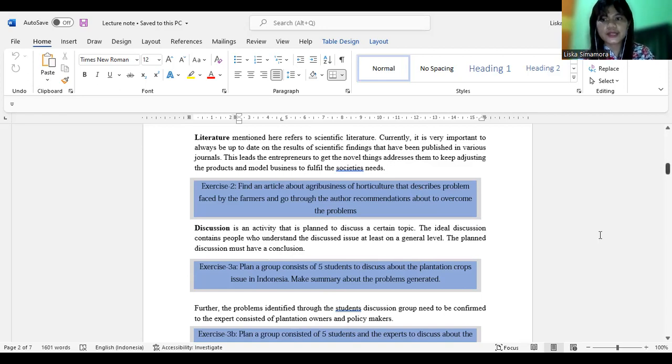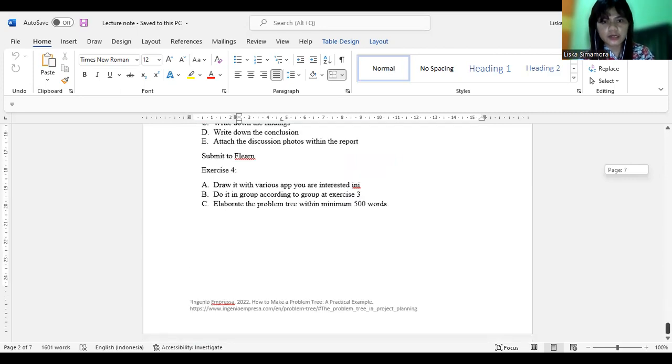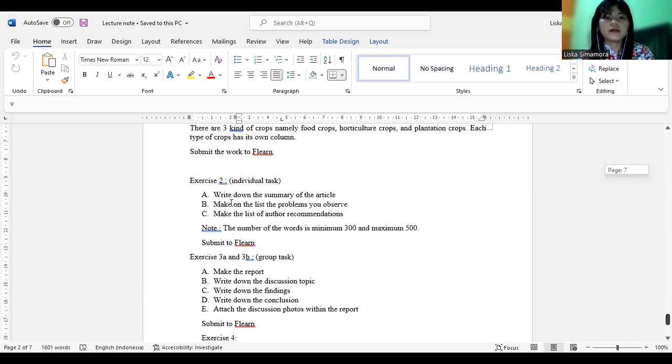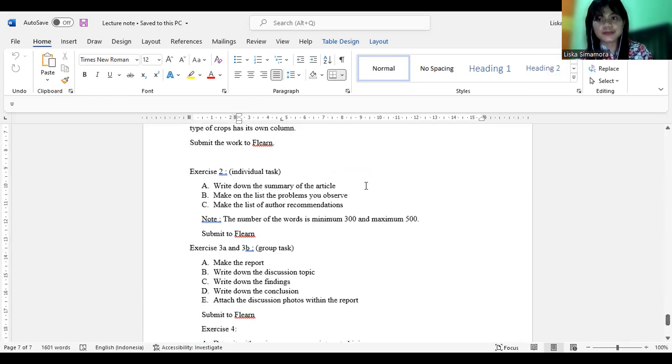And then how to answer this? Let's go to the next page here. Write down the summary of the article. The second one, make a list of the problems you observe. The third one, make a list of other recommendations. So exercise 1 and exercise 2 are about discovering the problem. In exercise 1, you discover the problem by doing observation. In exercise 2, you discover the problem by doing literature review.